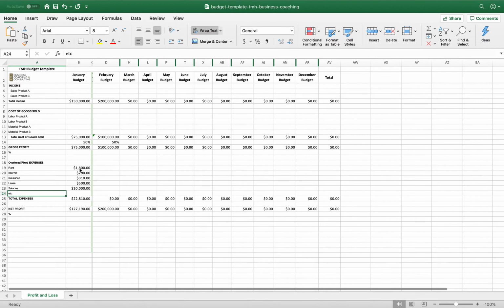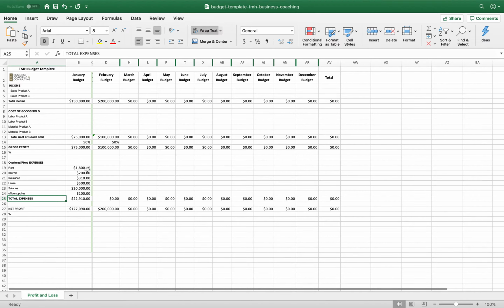Etc. Don't ever put etc. I should change that. Let's make that office supplies. So this is where you're going to, every month, do your fixed costs, or the costs that don't vary with sales, okay? They're called overhead expenses, or they might just be called expenses sometimes. So you know what these costs will be for the year.